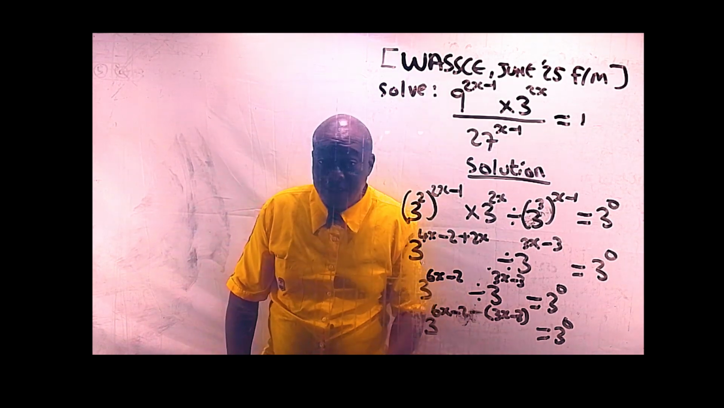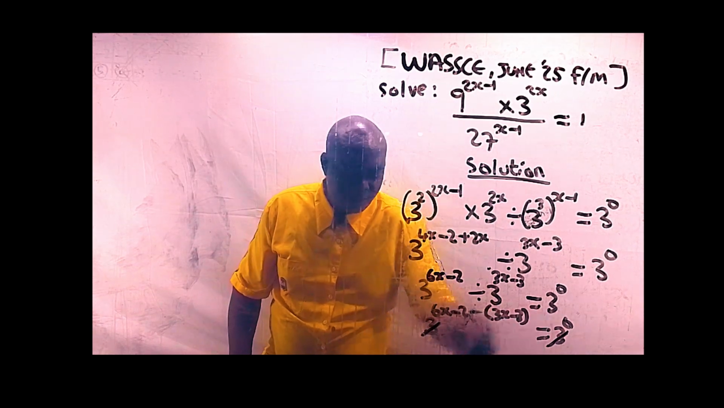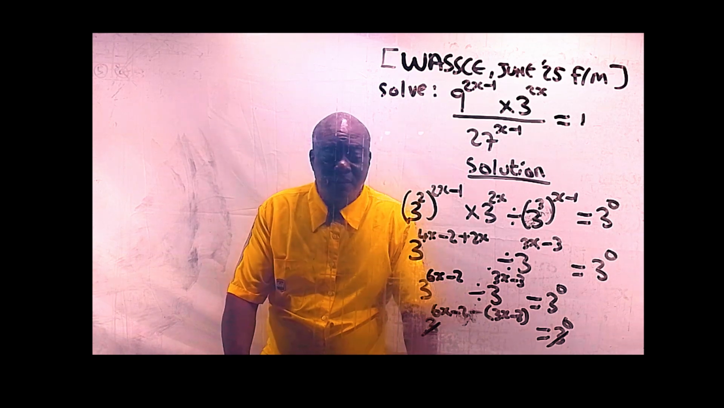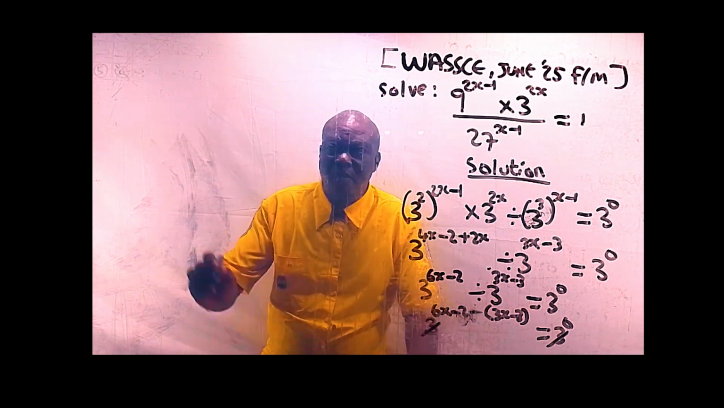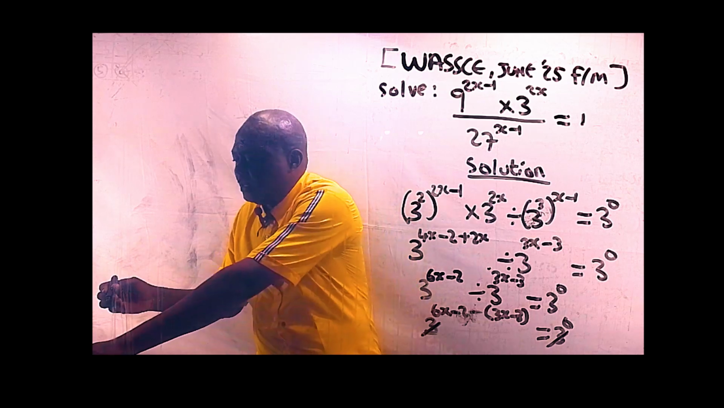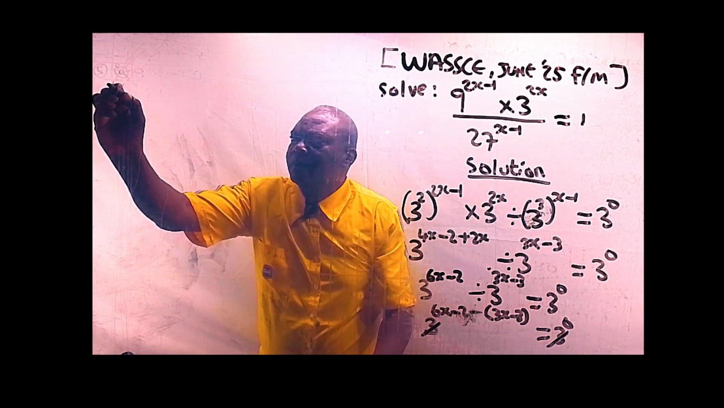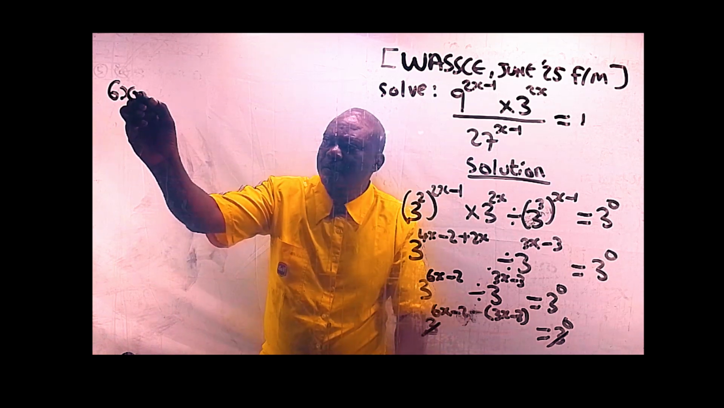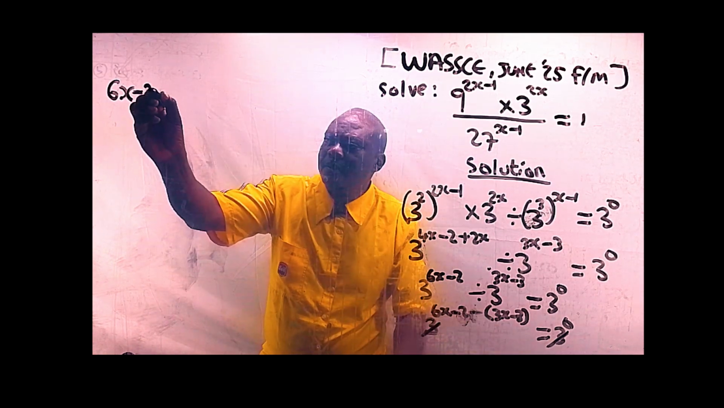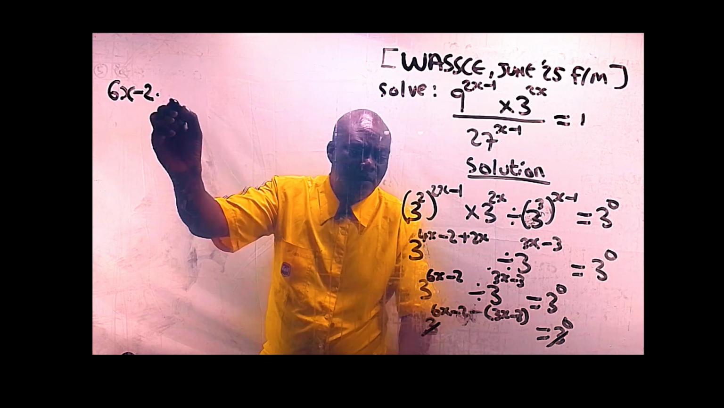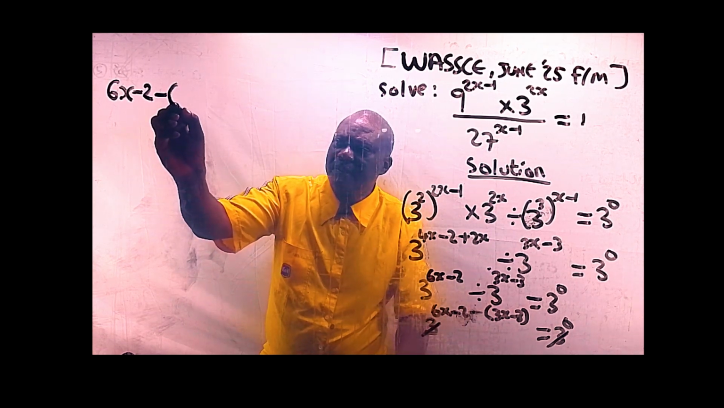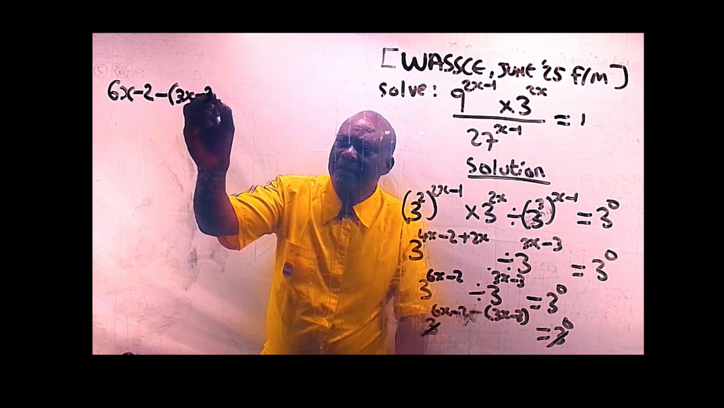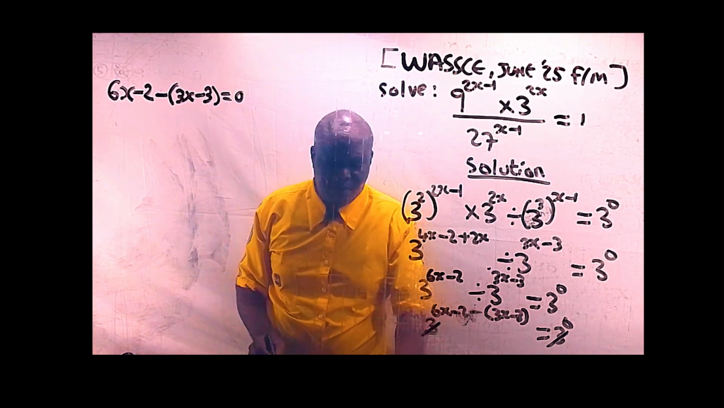This minus affects everything there. So this will go. So the bases are gone, so the power has now become the equation. So this one will become 6x minus 2 minus 3x minus 3 equals to 0.